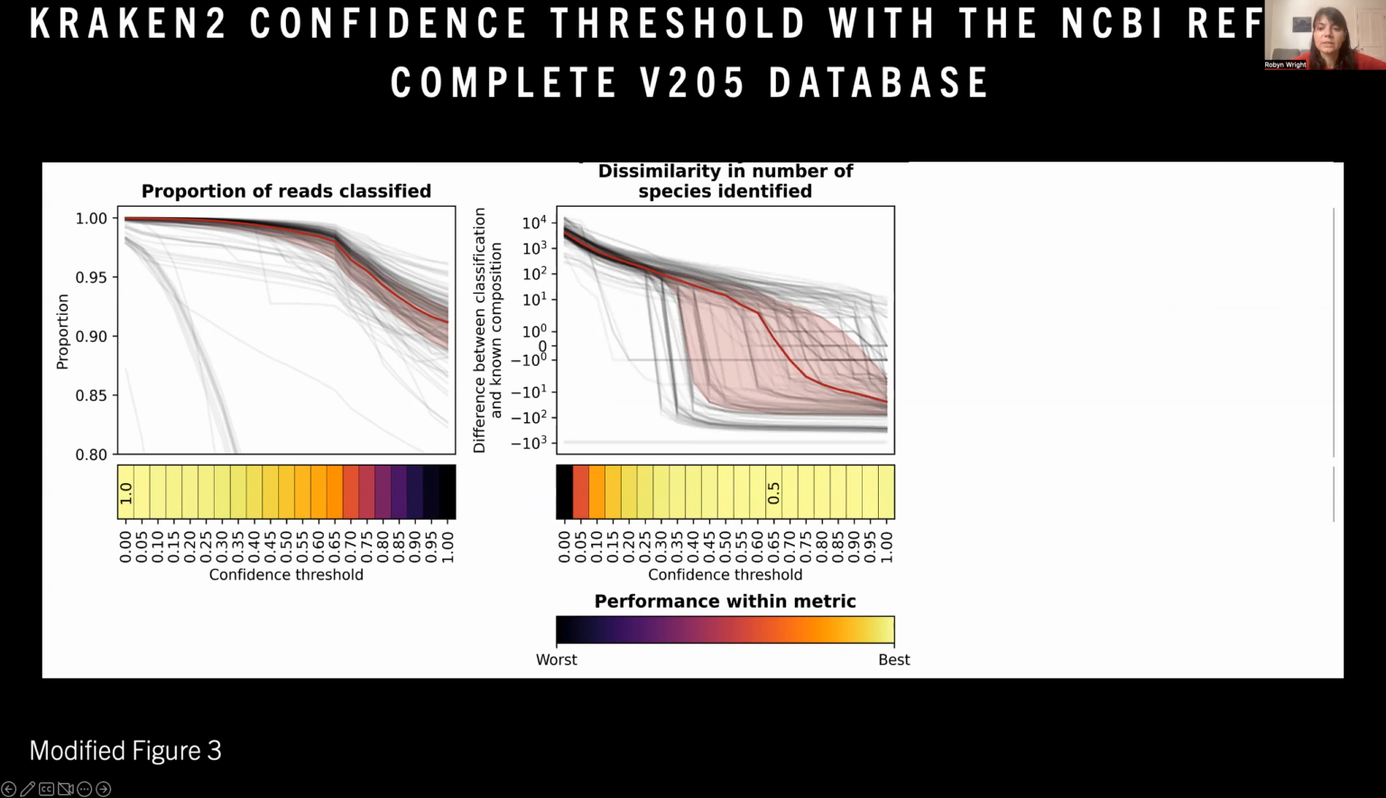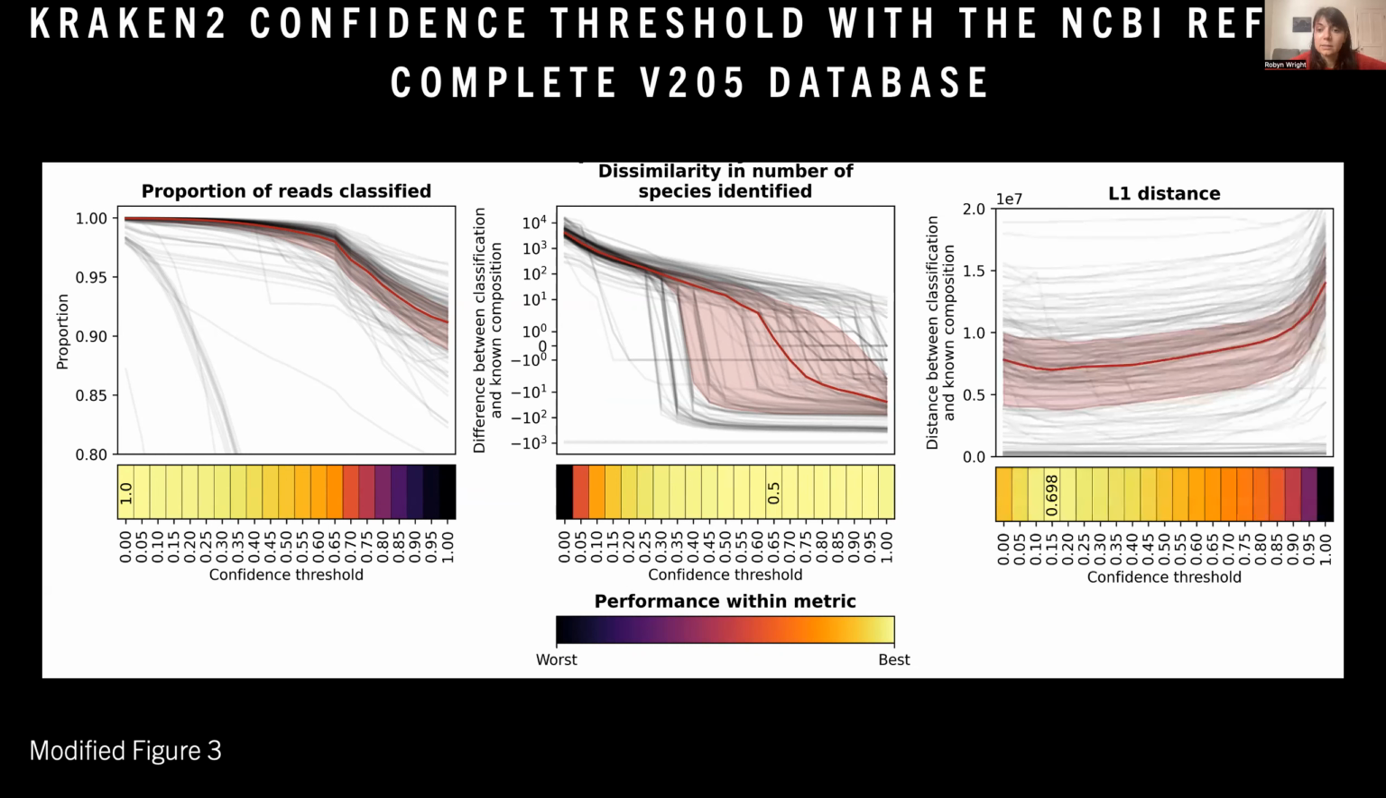If we then look at the dissimilarity in the number of species that are identified, here with a confidence threshold of 0, there are thousands more species identified by Kraken than in the known composition. And the difference between the two is minimized at a confidence threshold of 0.65. And then by a confidence threshold of 1, we just have in the region of 10 fewer species identified by Kraken than in the known composition. And if we finally look at a metric of beta diversity, the L1 distance, then we see that the distance between the Kraken classifications and the known composition decreases ever so slightly initially, and it's minimized at a confidence threshold of 0.15, and then it increases with increasing confidence threshold.